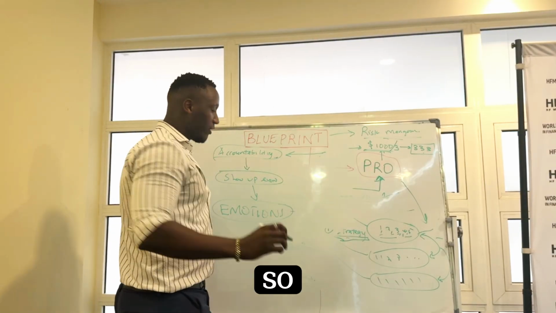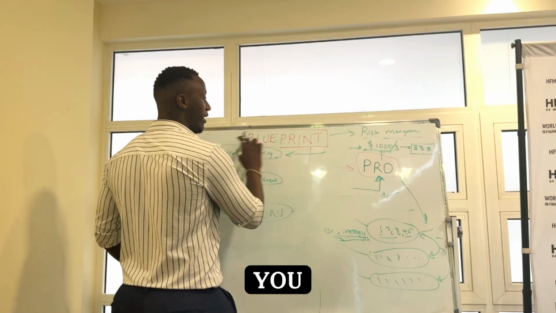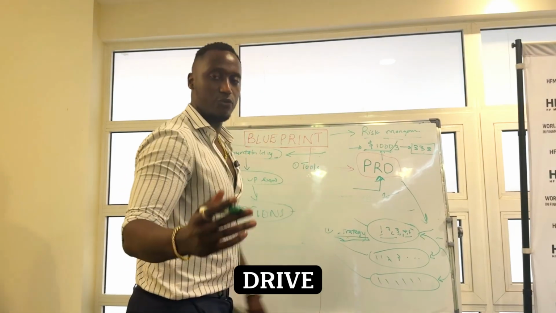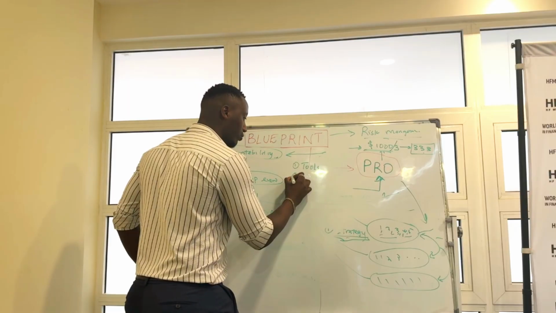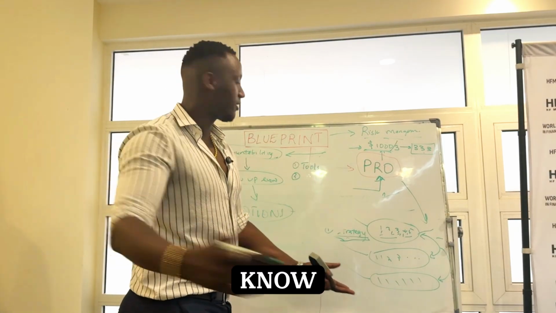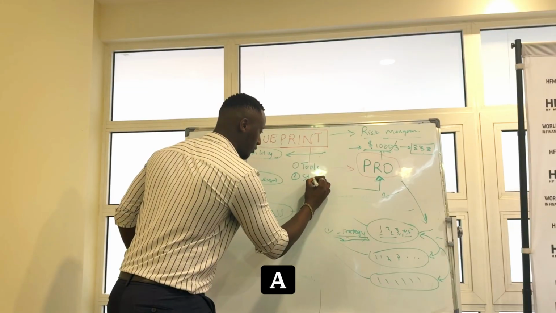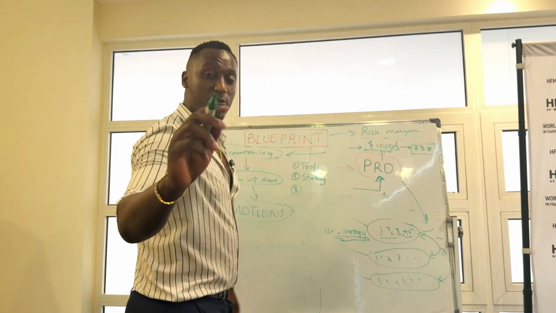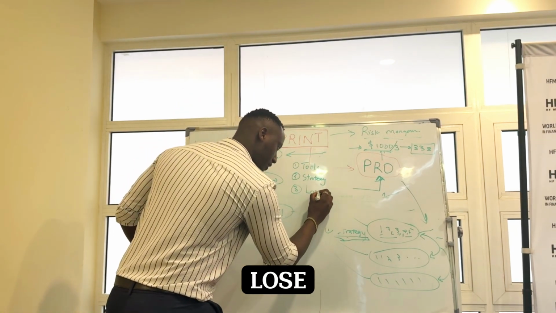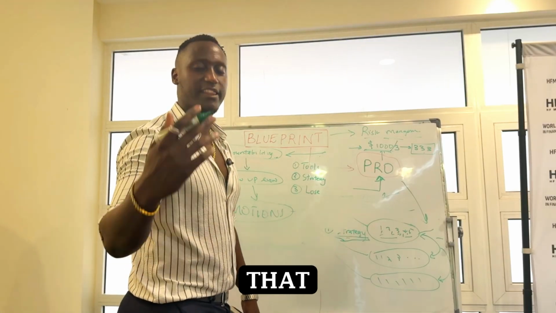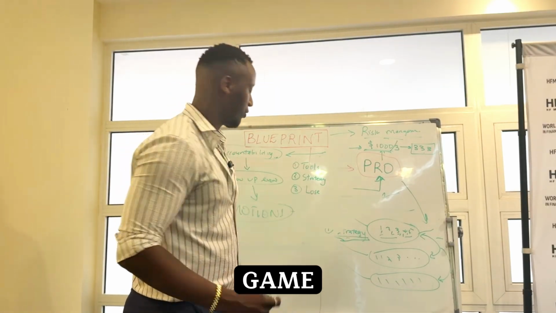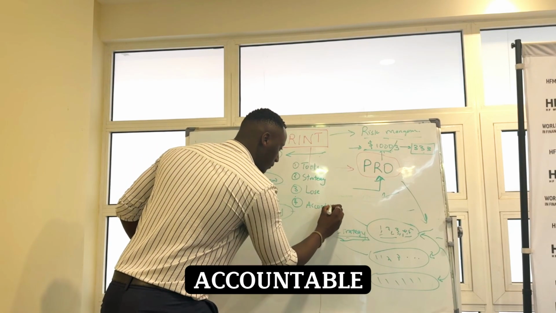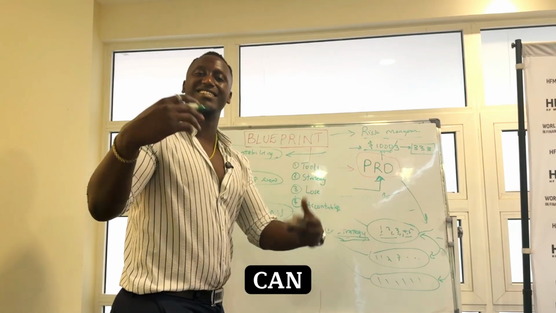So, we've covered 4 things. For you to go from beginner to pro, number 1 is understand your tools. You cannot drive a car if you don't know how it works. Number 2, know how to use that tool. So, have a strategy. And then number 3, know how much you're going to lose and be okay with that. And then play that game as much as possible. And then number 4, you have to stay accountable so that you can become consistent.